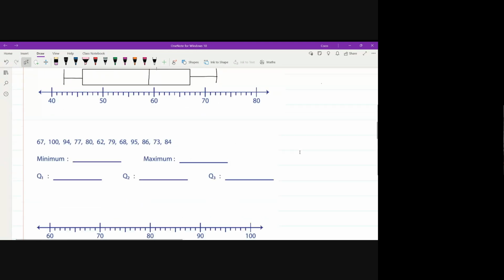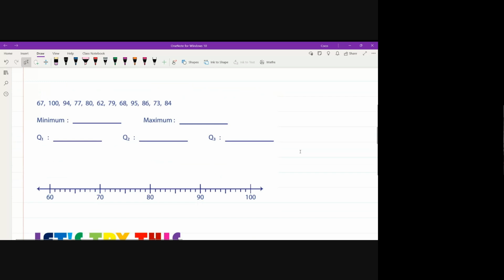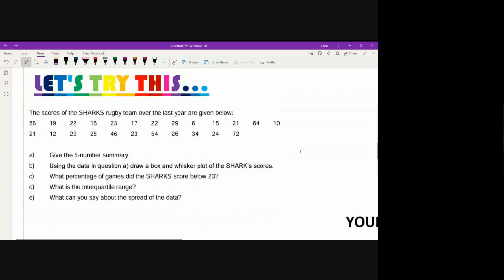Guys, these are pretty easy. They're very easy. I want us to try something like this rather. Okay, so this one says the scores of the Sharks rugby team over the last year are given below. Okay, and then we're going to use the information that we've been given over here to answer the questions that follow. All right, so I'm going to order the information with you because I know it's a lot of information. So let's write it together as we go.